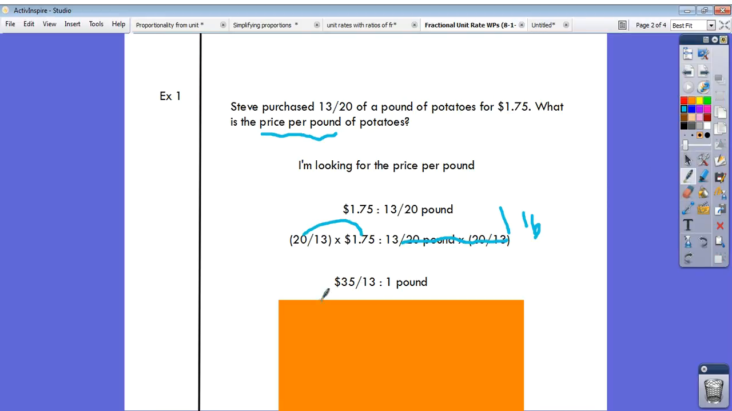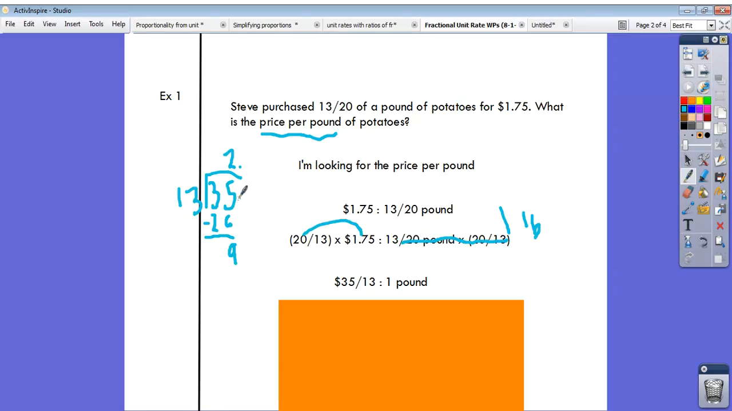Keep in mind that what I do is what you do. So I'm going to put 35 on the inside. I'm going to put 13 on the outside. 13 goes into 35 2 times. I'm going to subtract 26. I know I'm going to get 9 left over.